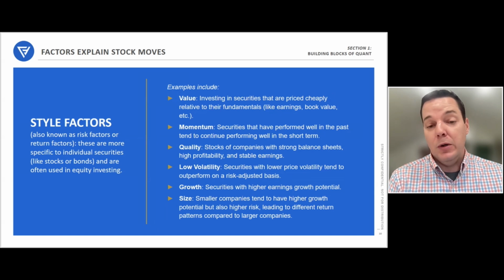And then for growth, you can look at things like earnings growth. You can look at top line growth. You're looking for a company that is being successful and ultimately expanding their business.